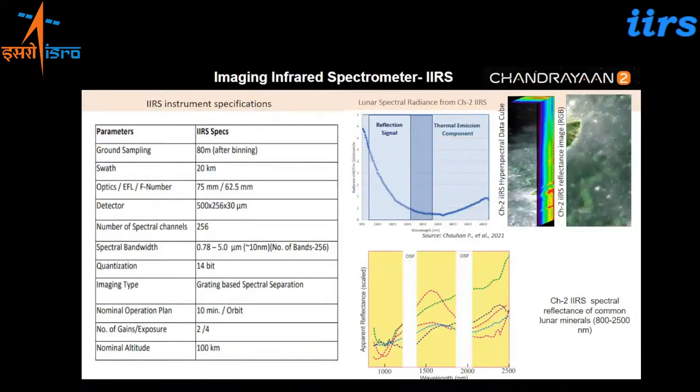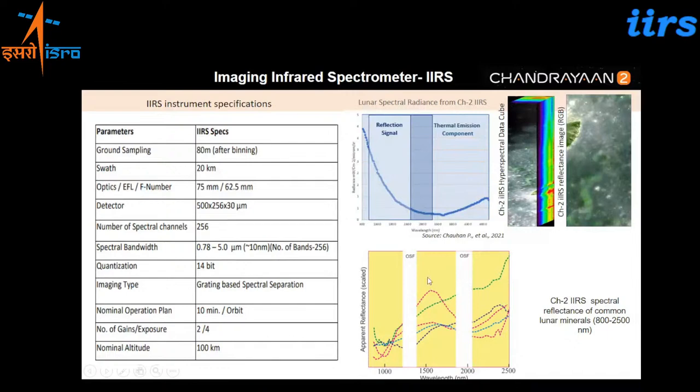Then coming to the Imaging Infrared Spectrometer, which is a new sensor from the recently launched orbital payload Chandrayaan-2. It is an advanced version of the hyperspectral imaging sensor on board Chandrayaan-1, that is M-Cube, and it has a spectral range from 800 to 5000 nanometer, and it is mainly designated for mineral mapping. The number of bands is 256, with a ground resolution of 80 meter and swath coverage of 20 kilometer. This is the table showing the specification of the IIRS sensor. This sensor measures both reflected and emitted radiation.